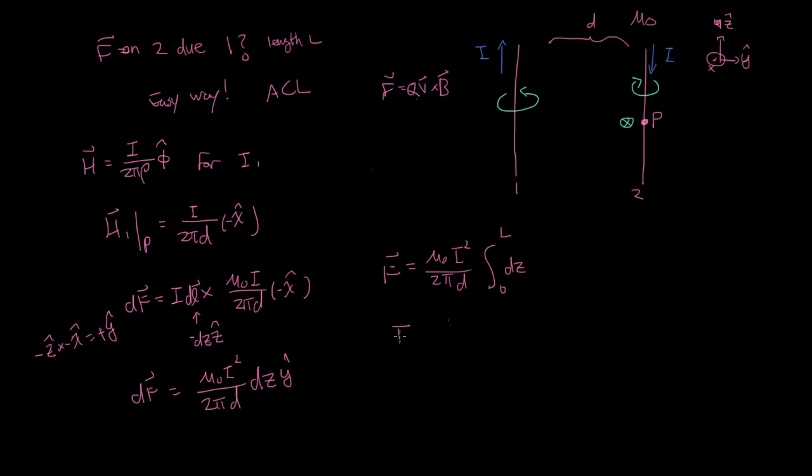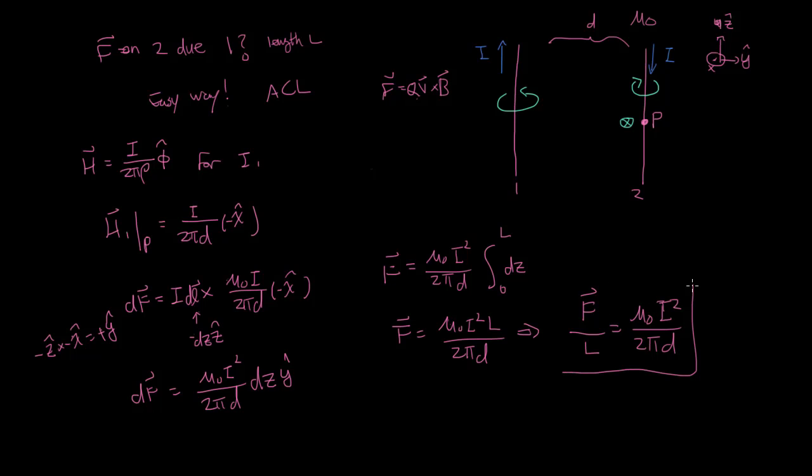So now if we do the integral, this is just going to be equal to L. So you have mu naught I squared L over 2 pi d. And if you wanted to express it in terms of the force per unit length of the current L, it's going to be mu naught I squared over 2 pi d. If you take a look at the Lorentz force painful approach to arrive at the solution, you will see that you also arrive at this.